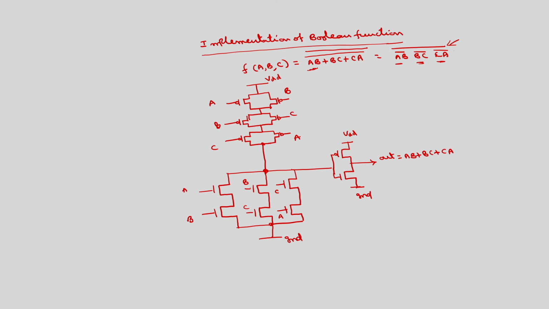To get this AB, we know that this is series, BC should be series, CA series. To get this NOR operation, they will be in parallel. So, this is the circuit diagram of f(A,B,C) = AB + BC + CA. You can do it another way also: take the NAND of this one, NAND of this one, NAND of this one, and then take the overall NAND. So, for this, what will be the Verilog code?